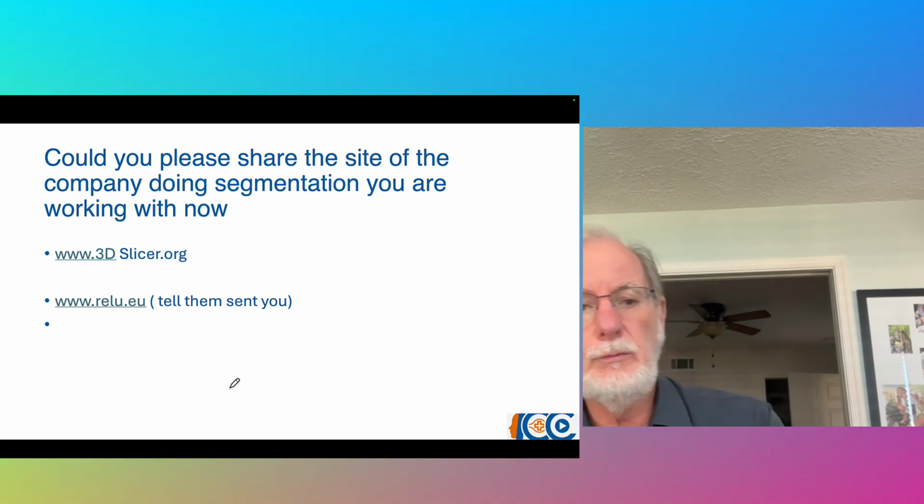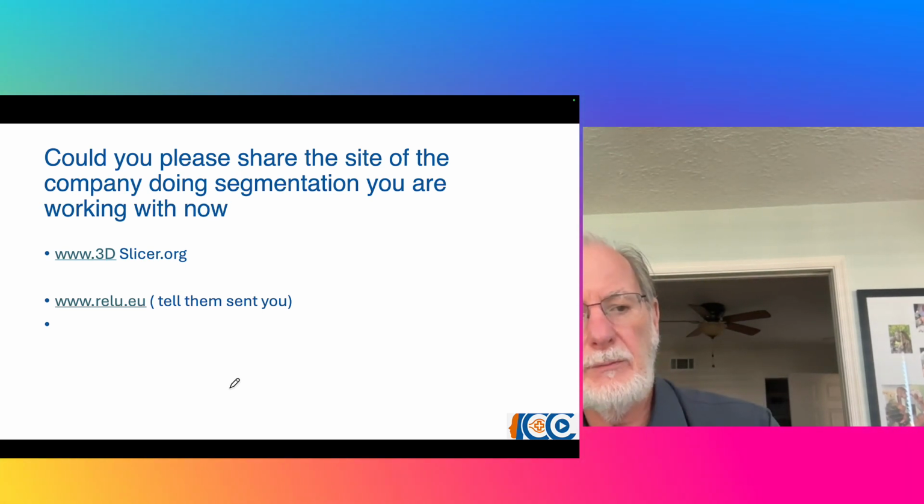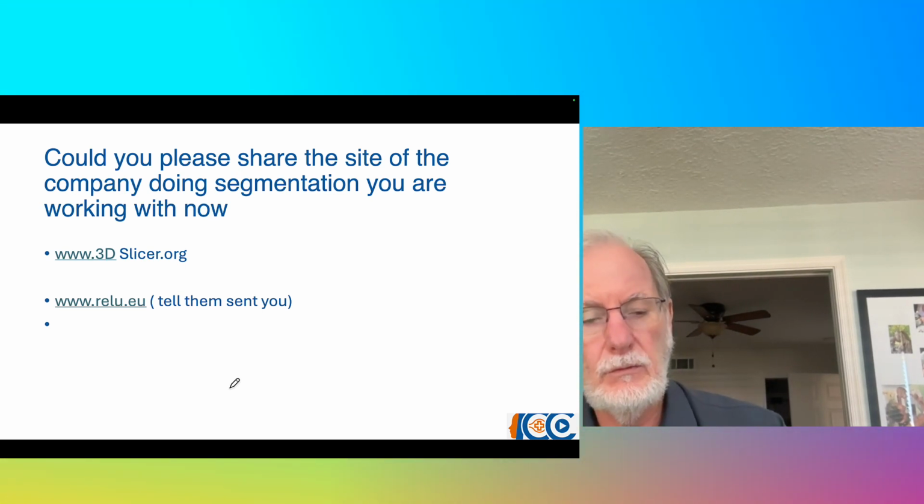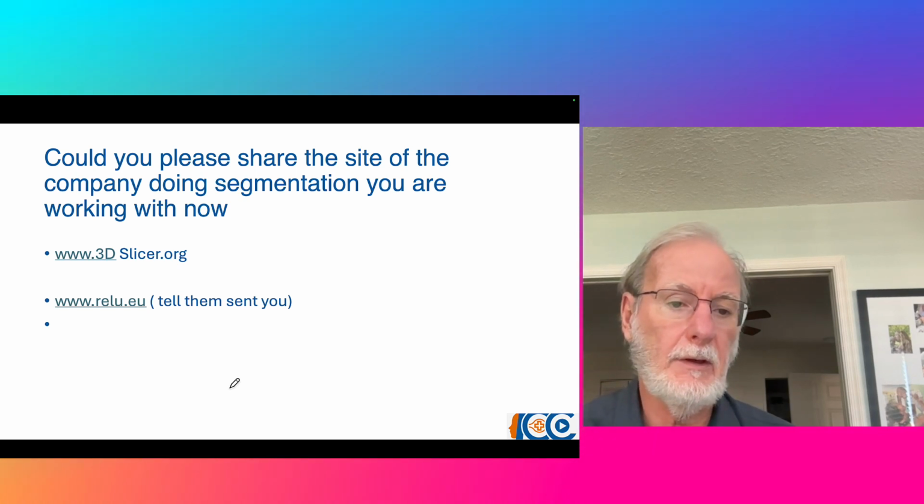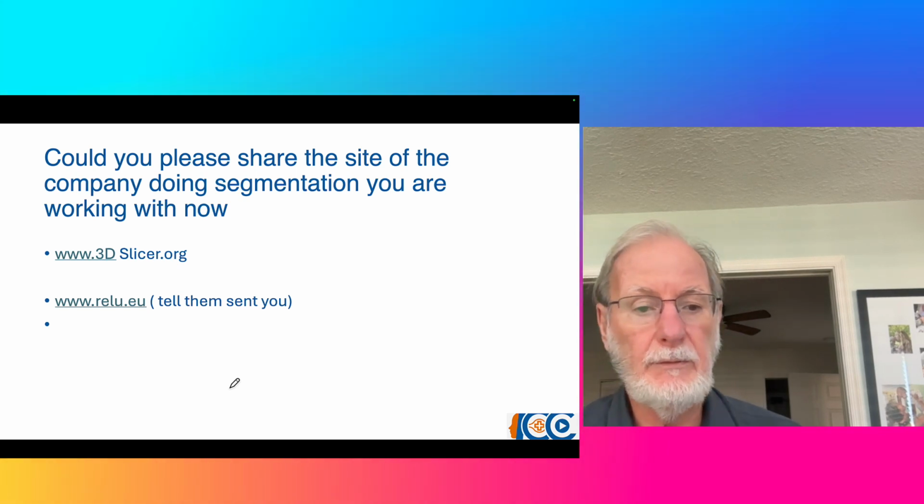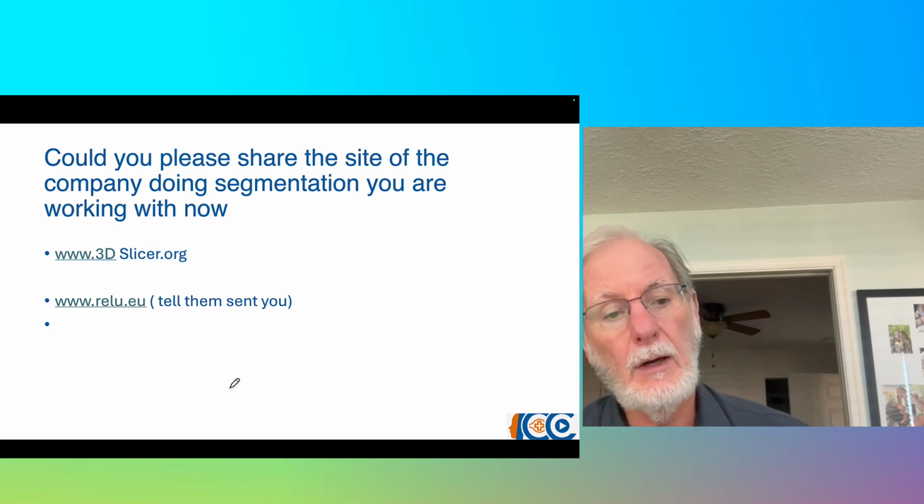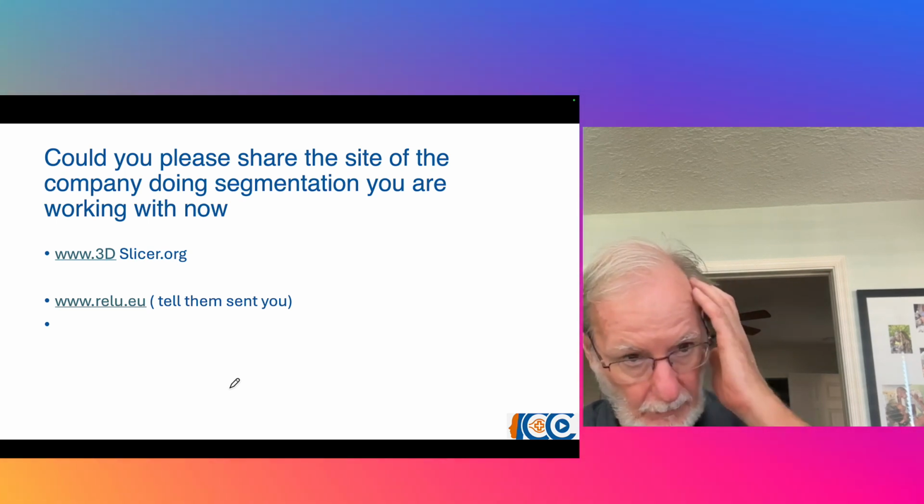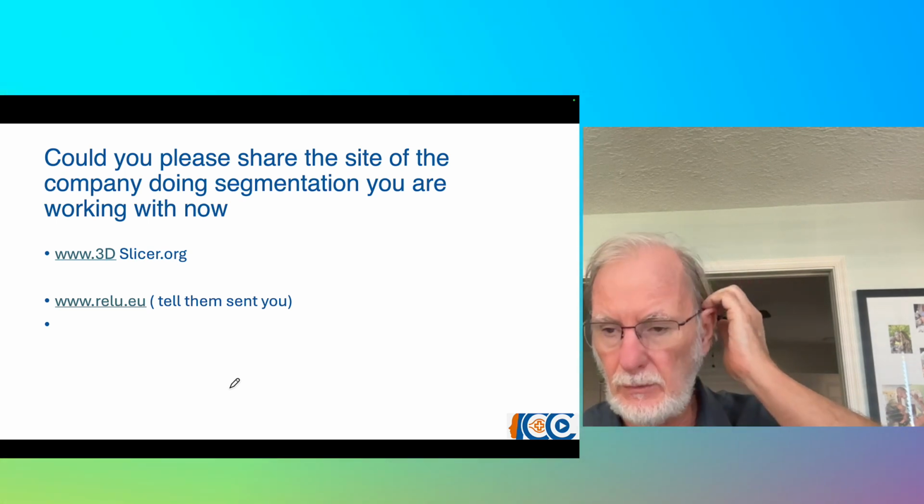So to finish, could you please share the site of the company doing segmentation you're working with now? I got two. I got 3dslicer.org and I got relu.eu. Tell them I sent you. Maybe they'll give you a better deal. I don't know. 3D Slicer is free. It's hard to use. Relu, I think you have to pay something.